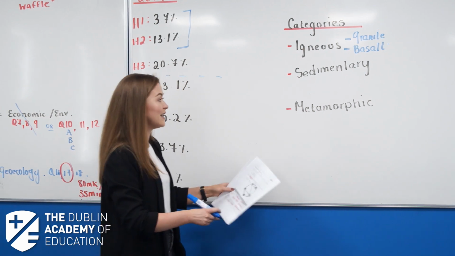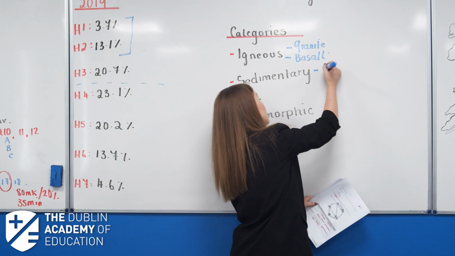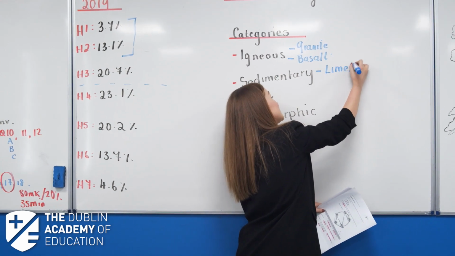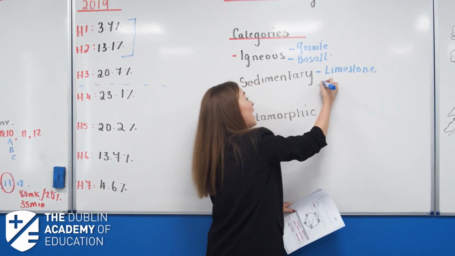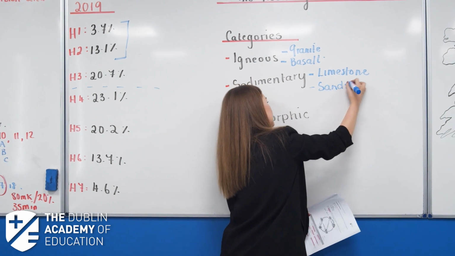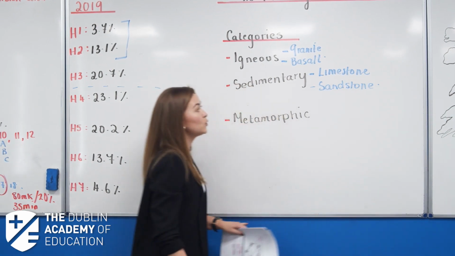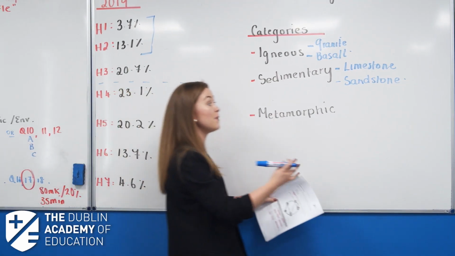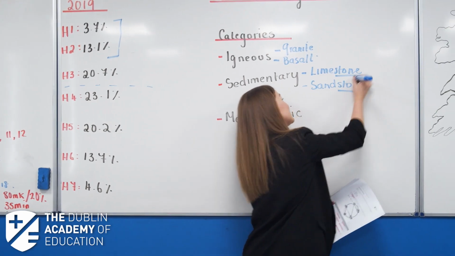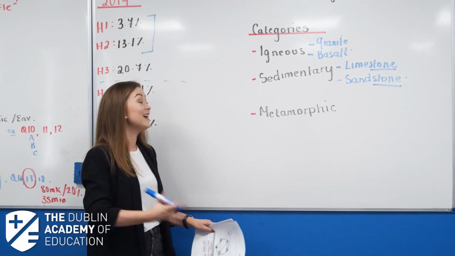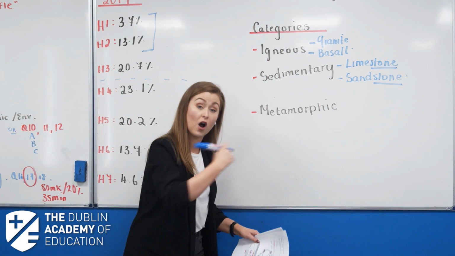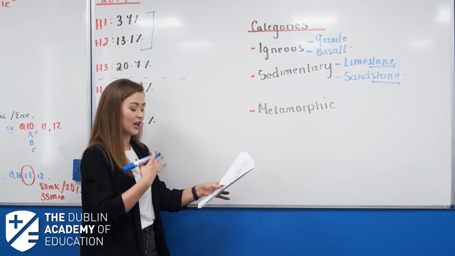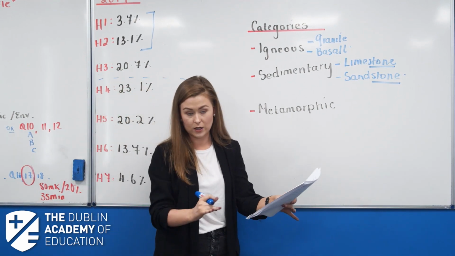Now, your main examples, the main one we all talk about is limestone. We also have sandstone. Now notice the sedimentary rocks, these two, the main two we have, both of them end in the word stone. So it's an easy way to actually remember your sedimentary rocks, limestone, sandstone. You do have shale and coal there, not as important, okay?